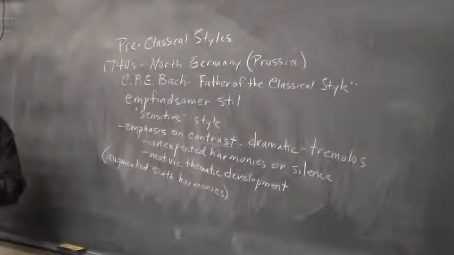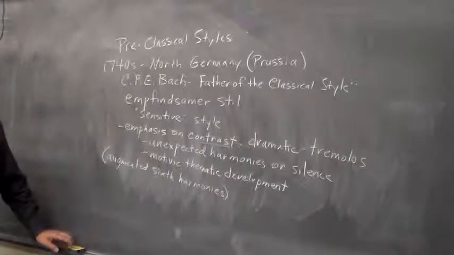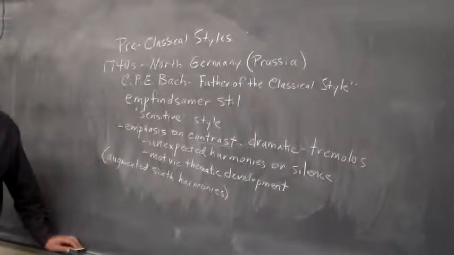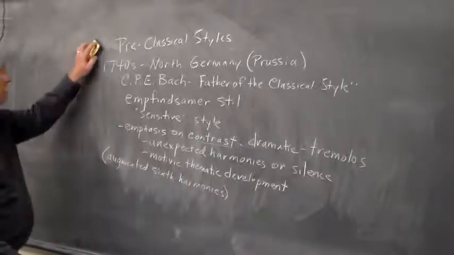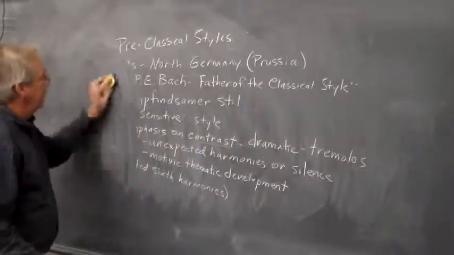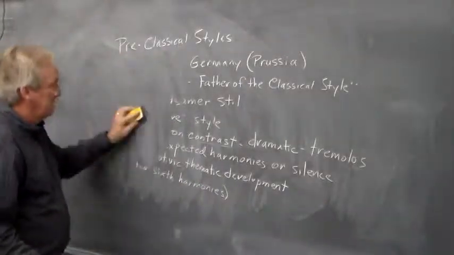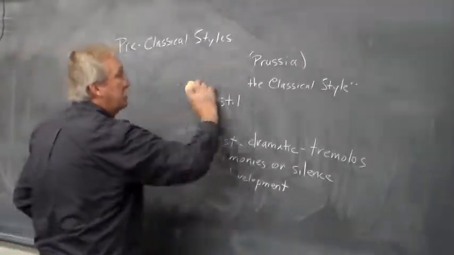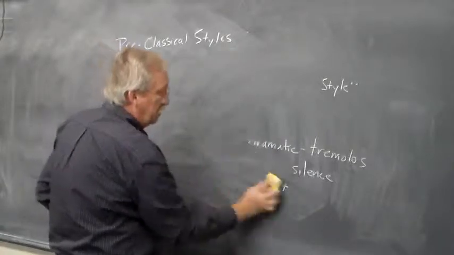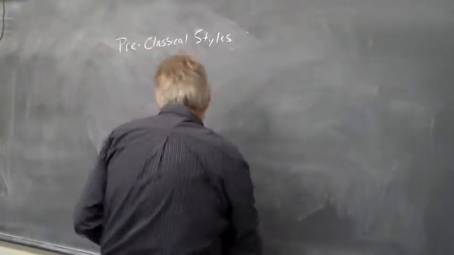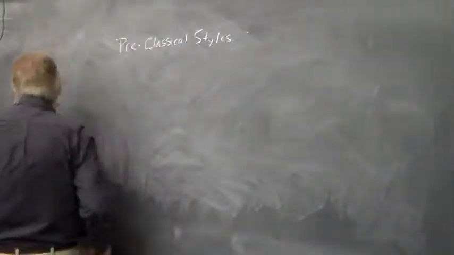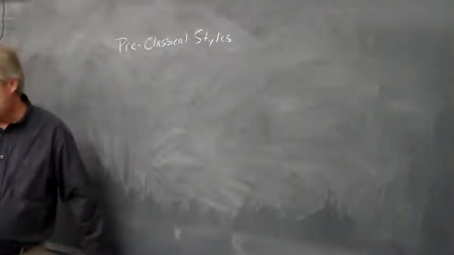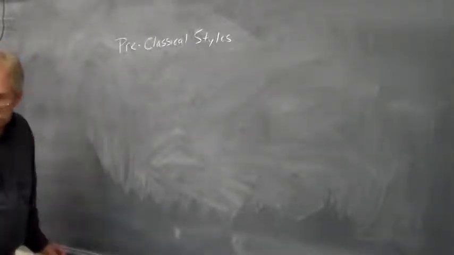Classical styles that were happening in the middle part of the century, that's the background then for Haydn and Mozart. All right, so in the classical period, chamber music is extremely important, and we see the beginning of a new type of chamber music that becomes the most important type, which is the string quartet.